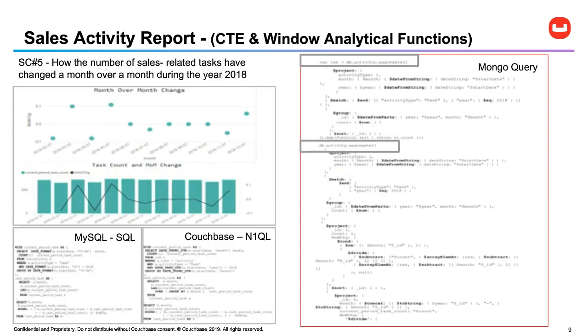Now, when it starts to get a little bit more complicated, for example in scenario 5, how the number of sales and related tasks have changed month over month during 2018. If you look at the MySQL, what it does is use the concept of a CTE, a common table expression, and it also uses the window function to do this kind of calculation. And the same thing applies with Couchbase NoSQL as well. It supports the same thing, common table expression, and it also uses the LAG window function to allow you to look back, comparing the current number of sales activity this month versus the previous month.